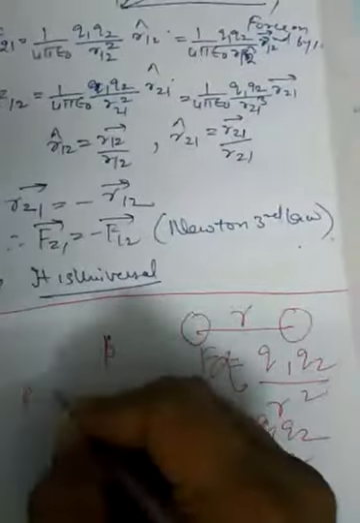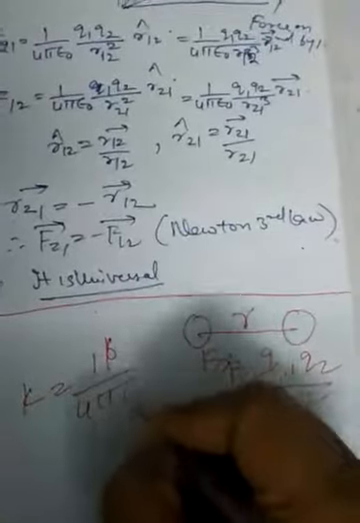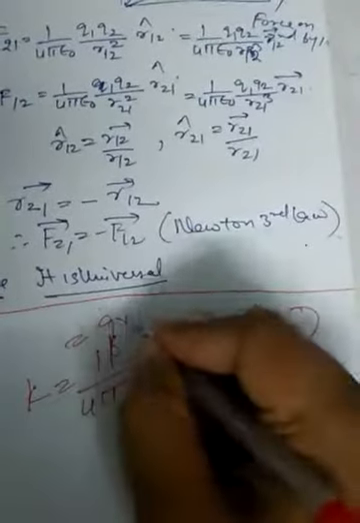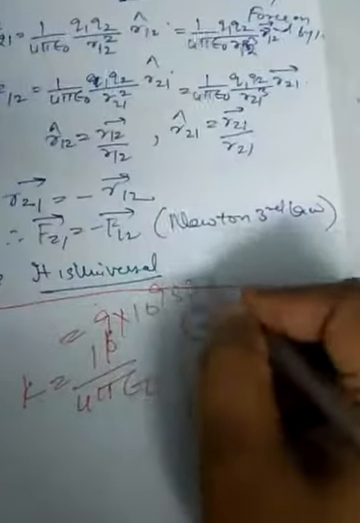What was K? K is 1 by 4 pi epsilon naught, and its value comes out to be 9 into 10 raised to the 9 SI units. Where epsilon naught is the permittivity in free space. So that we discussed last time.